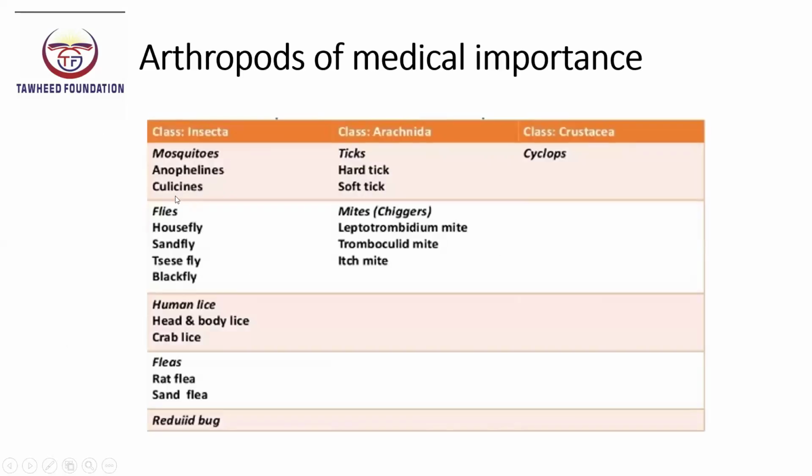These are the class Insecta: mosquitoes, Anopheles, Culex, flies, housefly, sandfly, tsetse fly, black fly, human lice, head and body lice, crab lice, flea, rat flea, sand flea, and reduviid bug. The class Arachnida includes ticks, hard ticks, soft ticks, mites, Leptotrombidium mite, Trombiculid mite, and itch mite. Class Crustacea, which is cyclops.